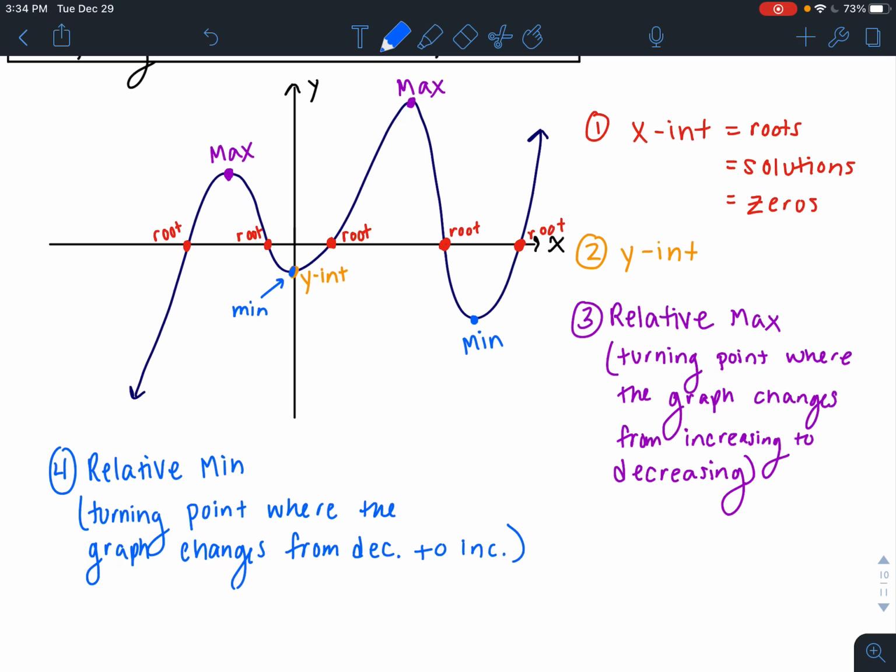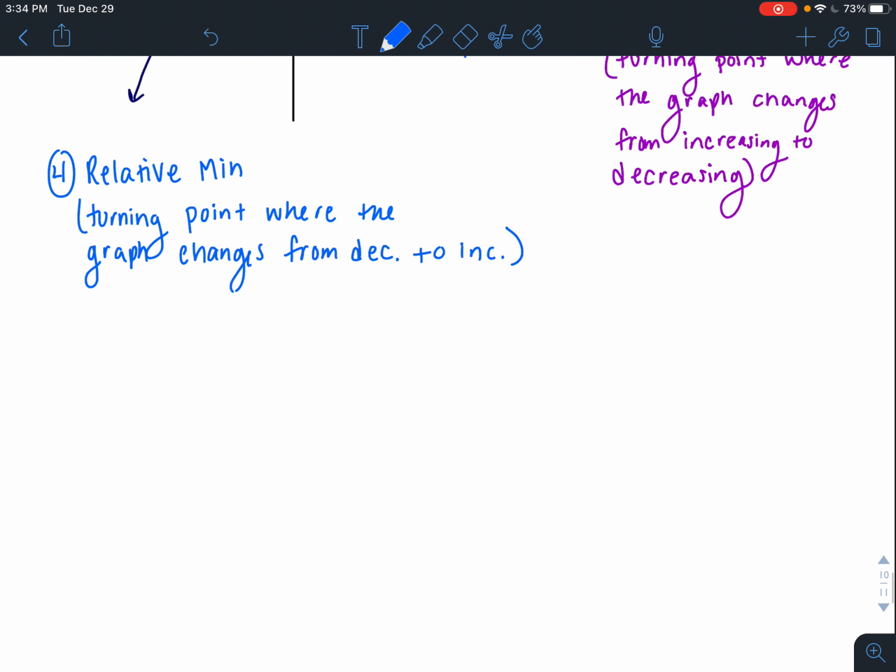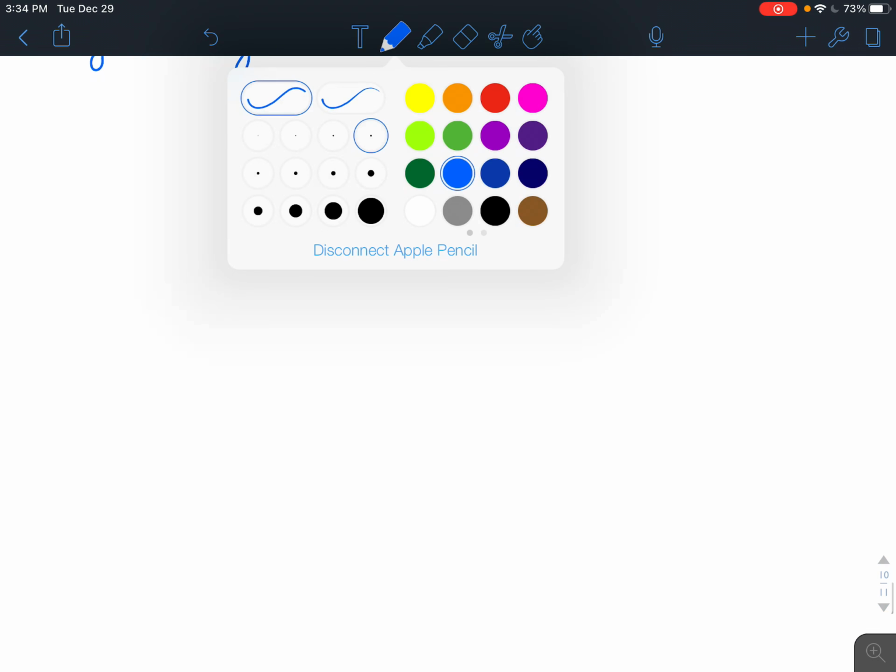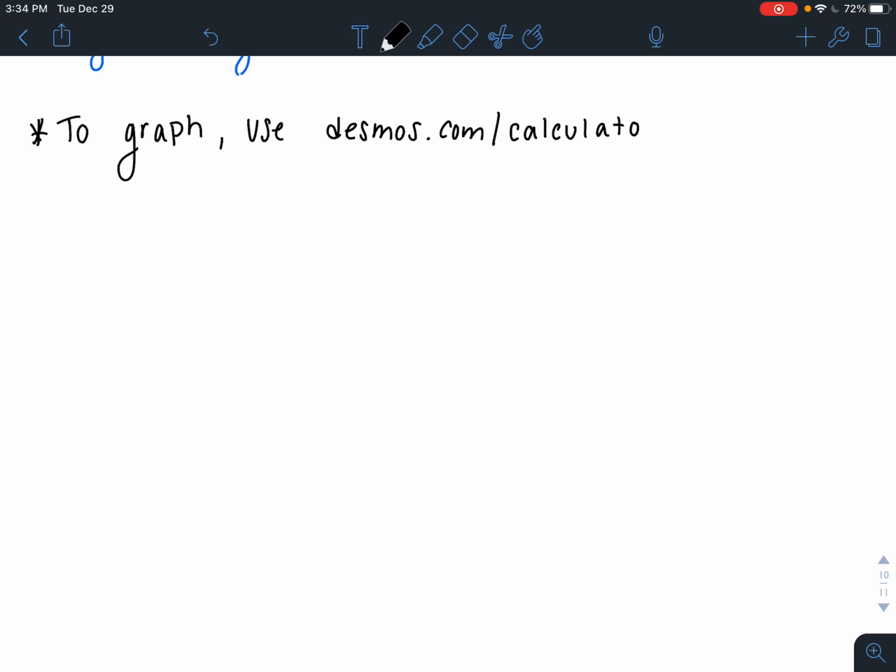So you might be asked to just identify where these features are on a graph very generally like the one I drew. You might also be asked to find them by using a graphing calculator. So we're going to actually use a graphing utility. If you don't have a graphing calculator at home, a great online tool is the Desmos graphing calculator. So you can go to desmos.com/calculator. And that'll automatically bring up the graphing calculator tool.